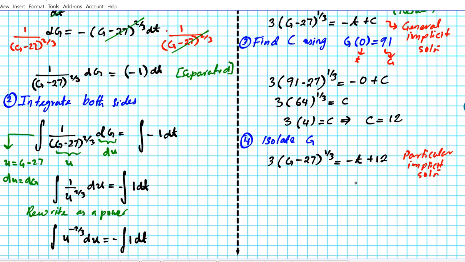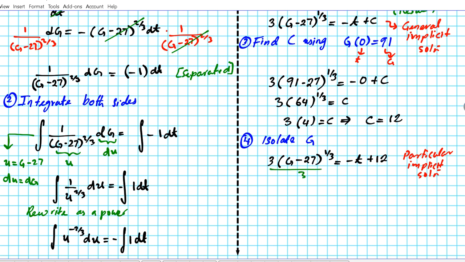All right, so to get the particular explicit solution, which will enable us to do the last part, we're going to have to get G isolated. Okay, so it's just algebra from here. So we're just going to divide by 3, take the third power, and add 27. Okay, all right, let's do it.